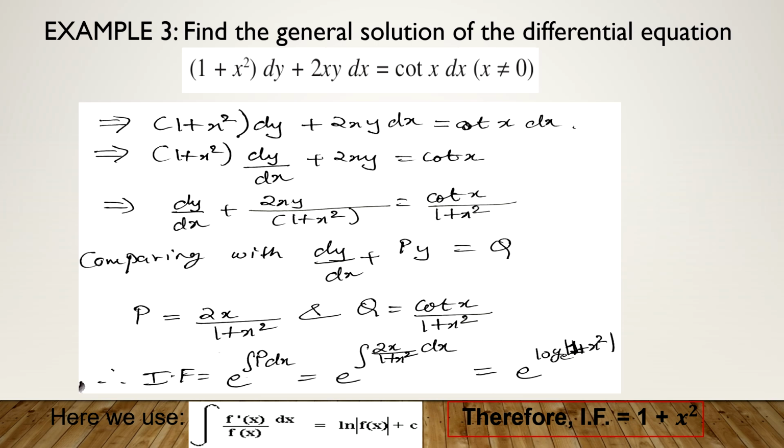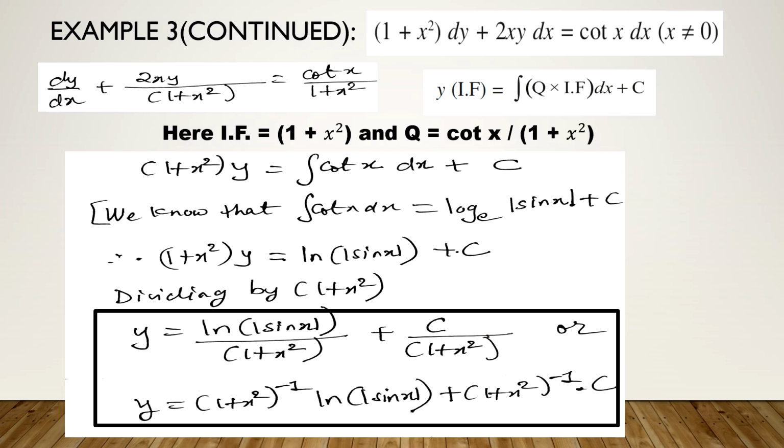So your integrating factor is e raised to log, or log with the base e means ln, mod of 1 plus x square. But now again you know that e and log, they are inverse functions. So e raised to log of something is the same term. So you get e raised to log 1 plus x square is same as 1 plus x square. And mod I can take out because it will be positive.